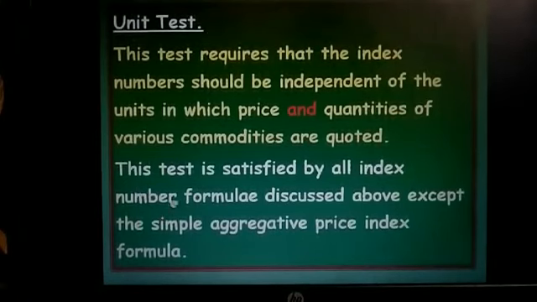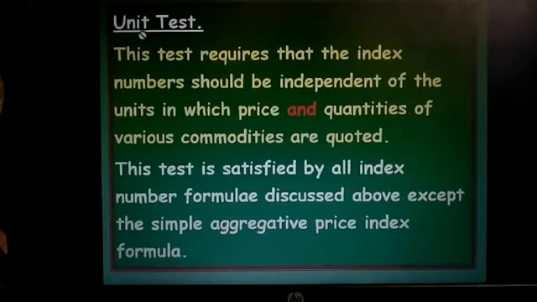So this test is satisfied by all the index number formulae discussed above except the simple aggregative price index number formula. What is the simple aggregative price index number formula? Try to recall. Sum of P1 divided by sum of P0 multiplied by 100. Because simple means not weighted, and aggregative means summation. So sum of P1 divided by sum of P0 multiplied by 100 is the formula of the simple aggregative price index number.